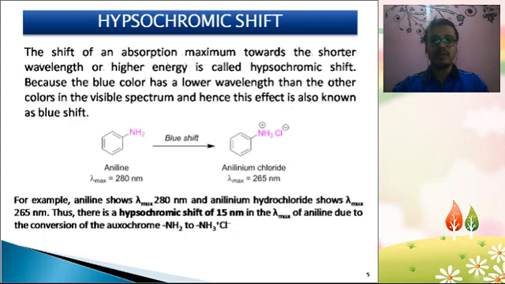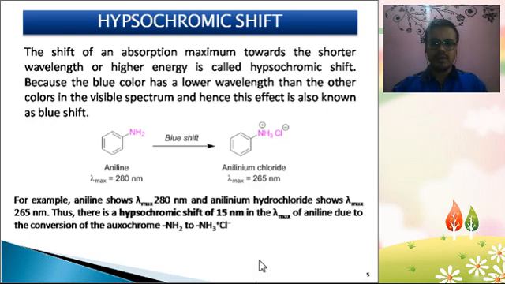The next important terminology is the hypsochromic shift. The hypsochromic shift is the shifting of the absorption maxima peak towards shorter wavelength or higher energy. This particular shift is also called blue shift because the shift towards the shorter wavelength represents the blue color. So that is why this shift is also called the blue shift.